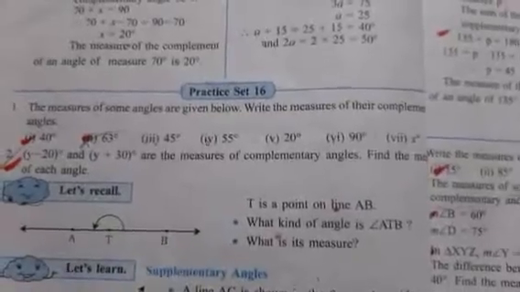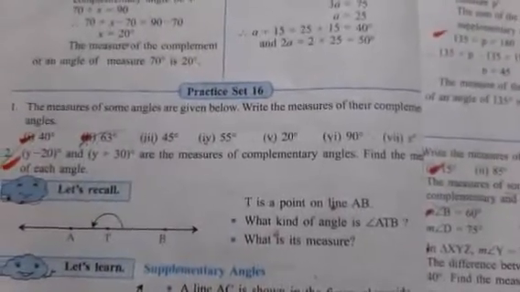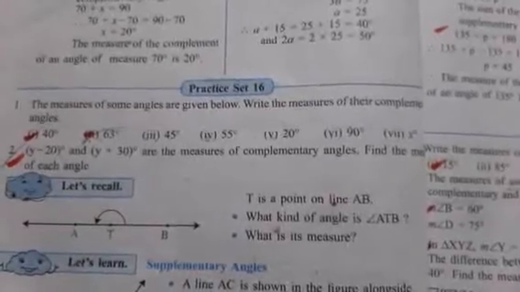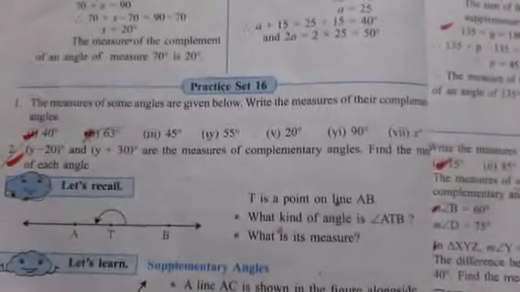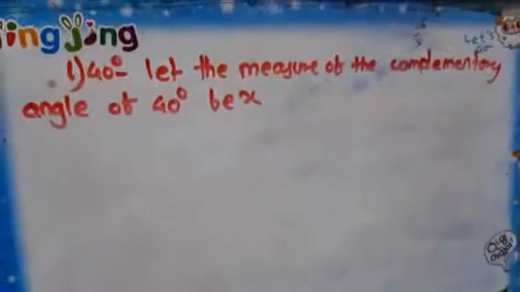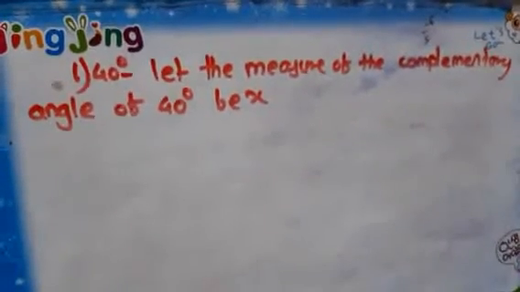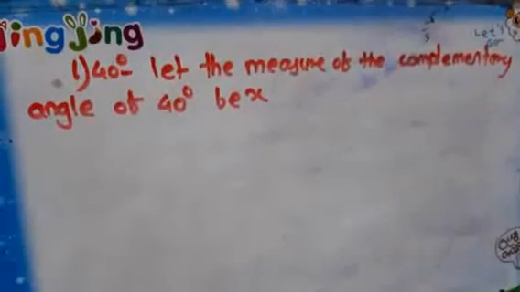So now we will move towards practice set 16. First question is, the measures of some angles are given below. Write the measures of their complementary angles. So the first question is 40 degrees. For 40 degrees we have to find the complementary angle.